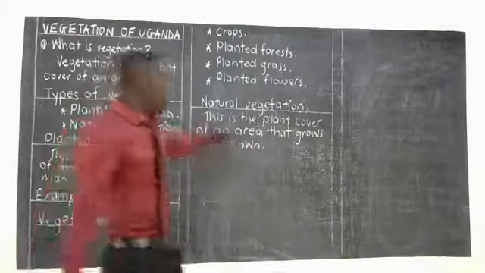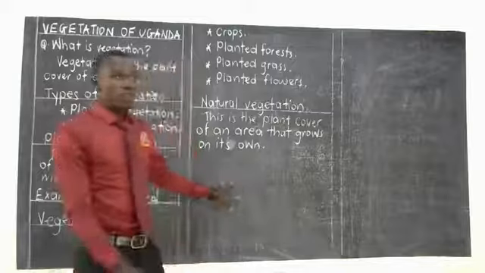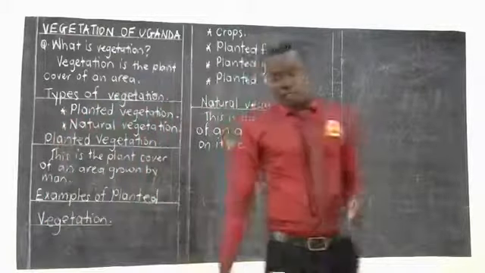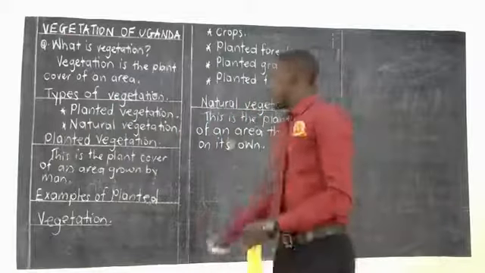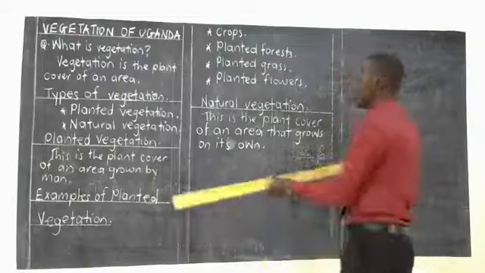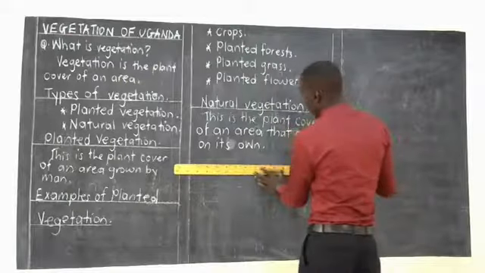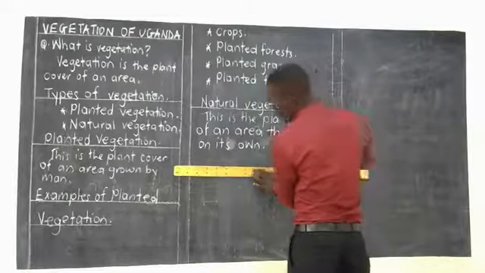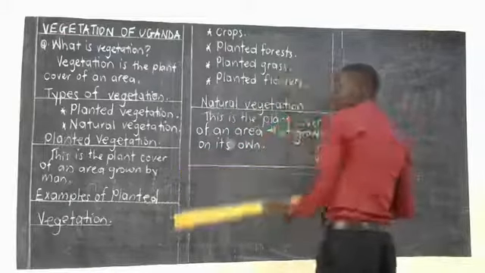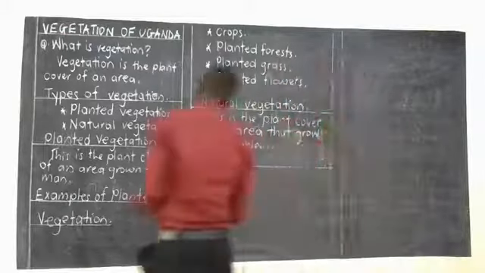Natural vegetation is the plant cover of an area that grows on its own. Yes, let's look at examples of natural vegetation without wasting time. The plant cover of an area that grows on its own. Examples of natural vegetation.